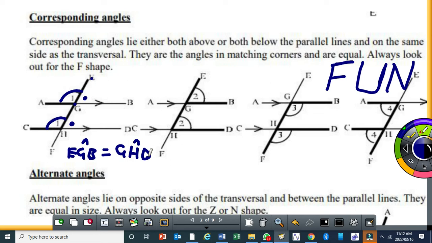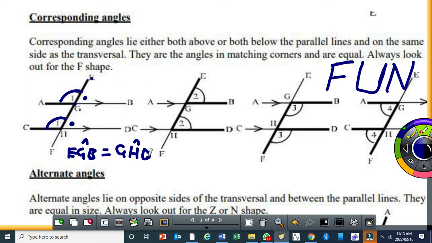You need to be aware that there are different orientations of a diagram that can help you to identify corresponding angles. You can have it like this one here, like that one. But the key things are, they must be on the same side of the transversal. Also, they both have to be either on the left-hand side of both parallel lines or on the right-hand side of the parallel lines. So those are corresponding angles.